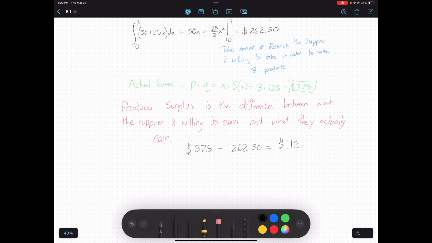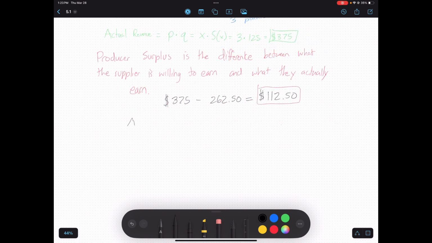Which ends up being $112.50. So notice in both cases, with producer surplus and consumer surplus, those surpluses were both positive. You will actually never find an example where the surplus ends up being negative, because what that would mean is that somehow the consumer was cheated, or somehow the producer was cheated to where they made less than what they were willing to. Or for a consumer side, they paid more than what they were willing to. We're assuming that the consumer will never pay more than what they're willing to, and the supplier will never produce more than what they're willing to. So these surplus values will always be positive.